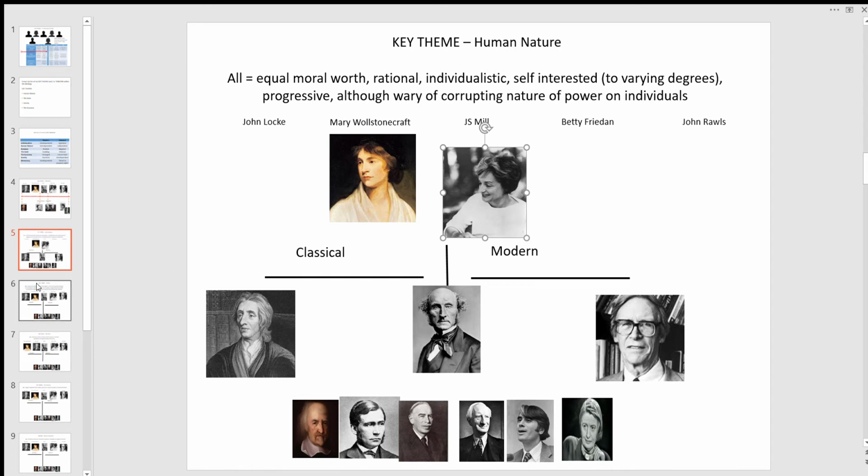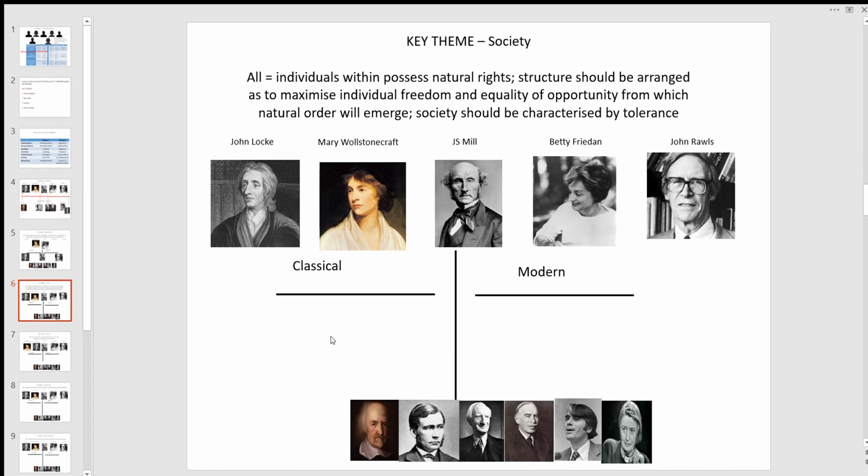Moving on to the second one, which was society. Well, all liberals believe individuals within society possess natural rights. The structure of society should be arranged to maximise individual freedom and equality of opportunity from which a natural order would emerge, and society should be characterised by tolerance of different viewpoints.